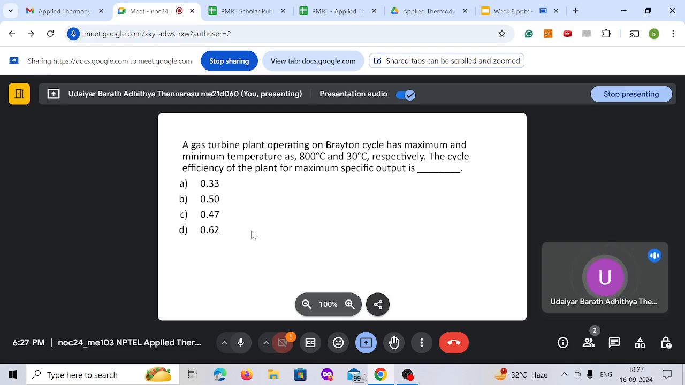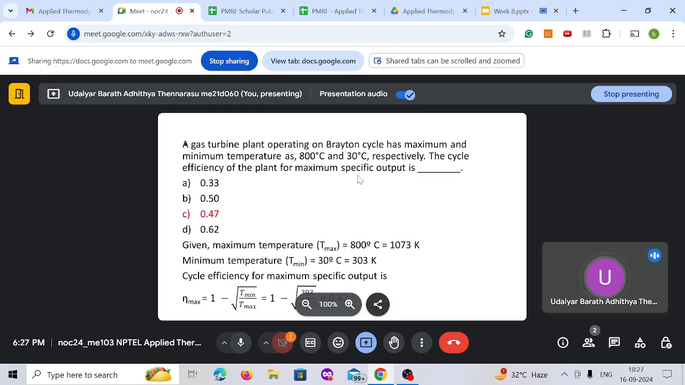So moving on, the next question is, a gas turbine plant operating on Brayton cycle has maximum and minimum temperature as 800 degrees Celsius and 30 degrees Celsius respectively. The cycle efficiency of the plant for maximum specific output is dash. So the maximum and minimum temperature is given. For maximum specific output, we need to find out the R optimum. So R optimum, if you go back, is T max by T min raised to power gamma minus 1 by 2 gamma.